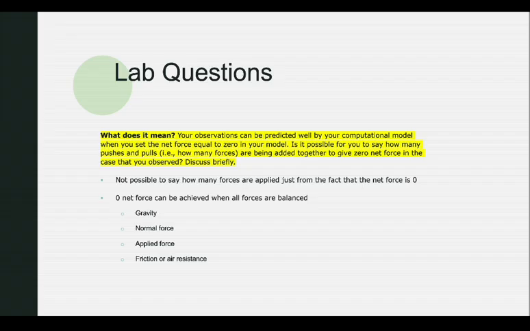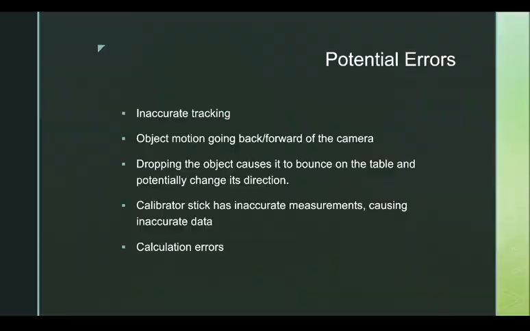But to say that we can predict how many forces are being acted on just because it has zero net force is impossible, because you can have many possibilities of many forces acting together, and it's still possible that all of them can cancel each other out. Of course, that might be unrealistic in the real world, but it's something to be considered. So just from that information alone, I would say it's not possible to tell how many pushes and pulls are added together, given the information that the net force is zero.